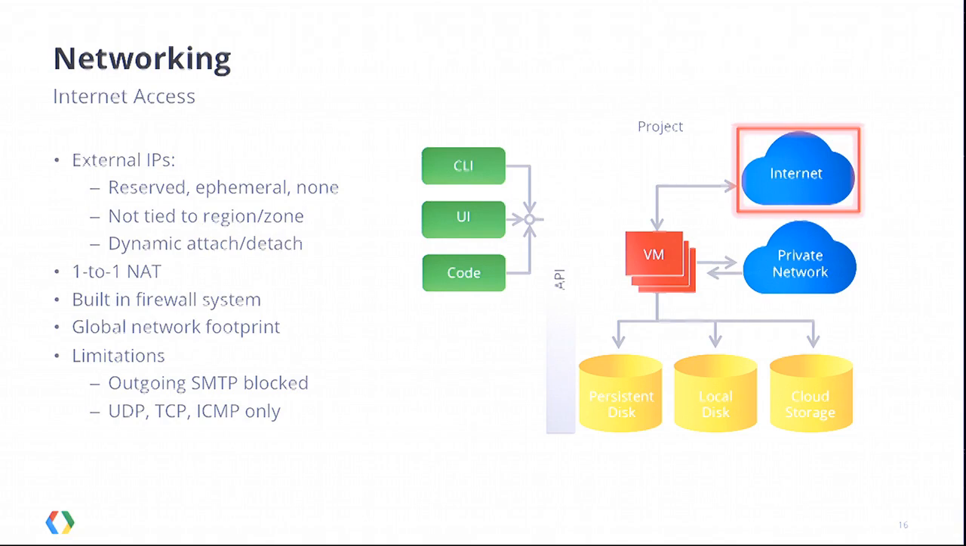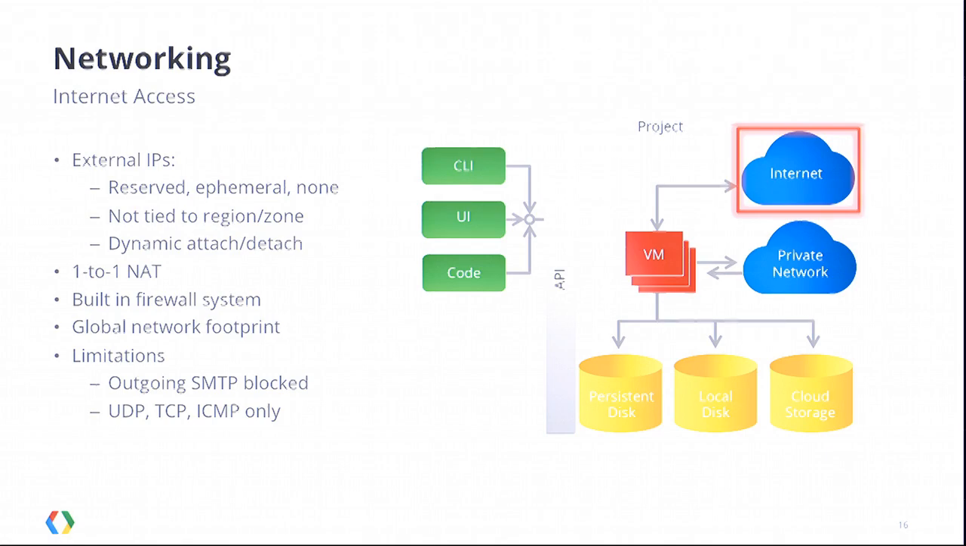Moving away from the private virtual network, I want to talk about how our virtual machines get access to the internet. Every virtual machine can be assigned an IP address, and it gets full use of that IP address. It won't show up if you do ifconfig inside the VM, but as your traffic exits or enters from your virtual network to the internet, we rewrite that IP address using NAT. We're calling this one-to-one NAT because it's not doing the port mapping that you'll find is relatively common with NAT.